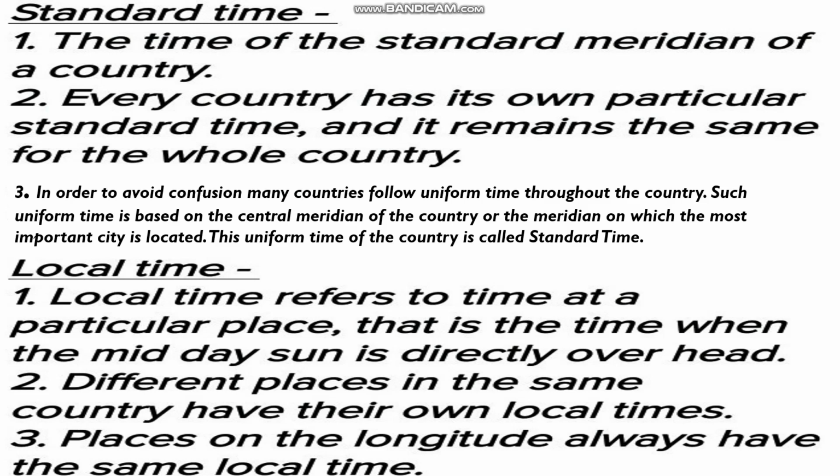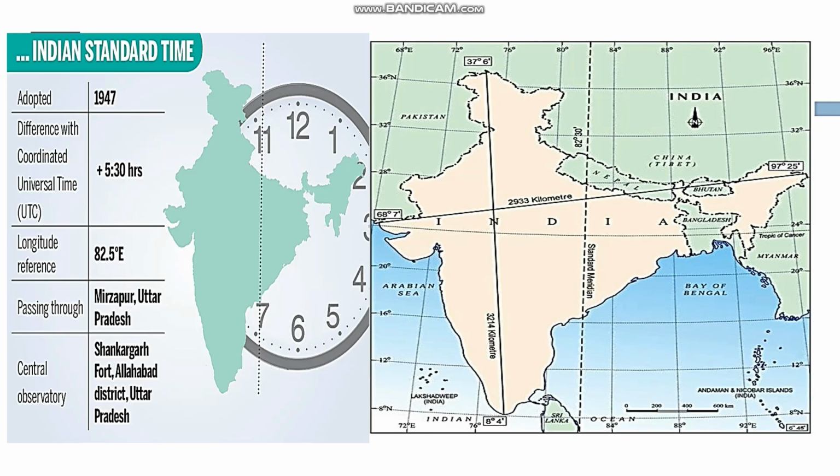Yes. Now, let's move on to the Indian Standard Time. The Indian Standard Time was adopted in the year 1947. The difference from Greenwich Mean Time is plus 5:30 hours, that is 5 hours 30 minutes. We have to add 5 hours 30 minutes to Greenwich Mean Time, then we will get Indian Standard Time.